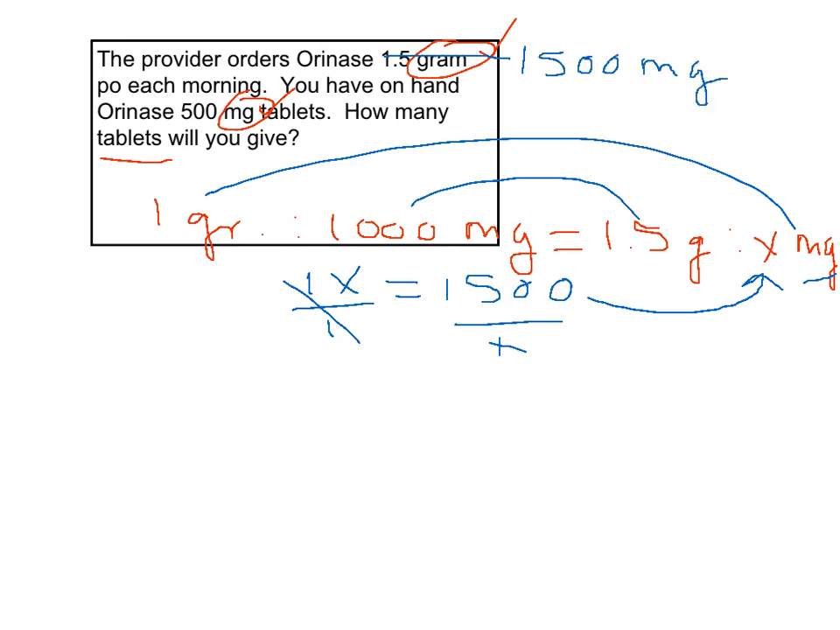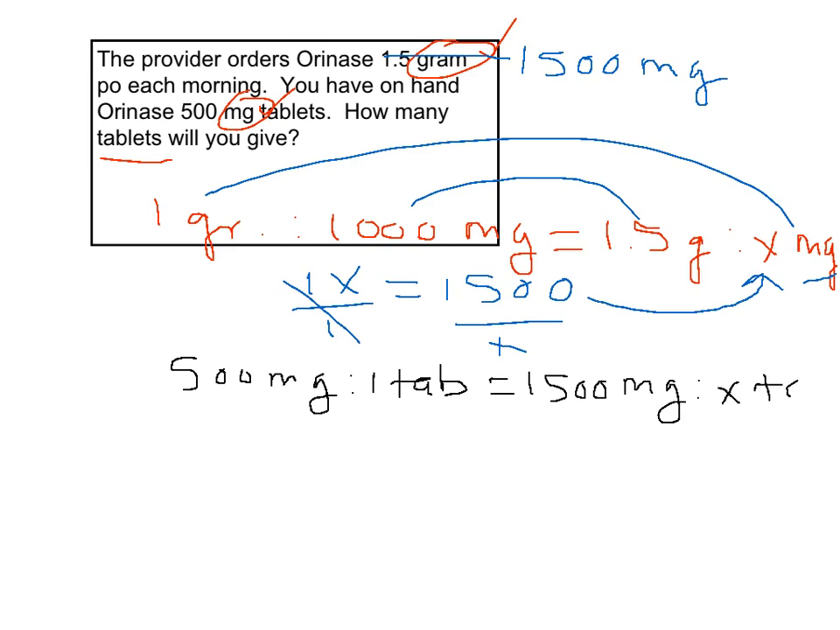Essentially what you've done is to make the question easier by making the units congruent, or they're the same. It makes it a lot easier to answer the question. All right, so now that we've converted grams into milligrams, now we can set up our test question. So what we have on hand is 500 milligrams in 1 tablet. And what the doctor has ordered is 1,500 milligrams. So how many tablets is that?